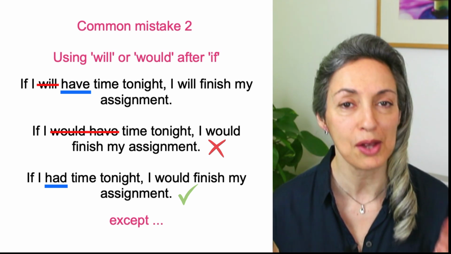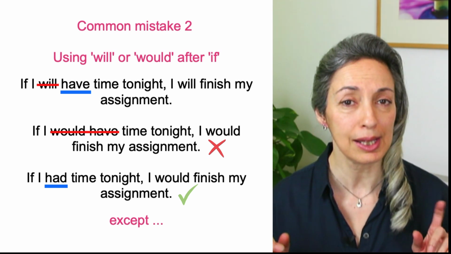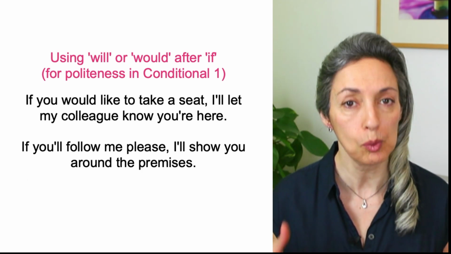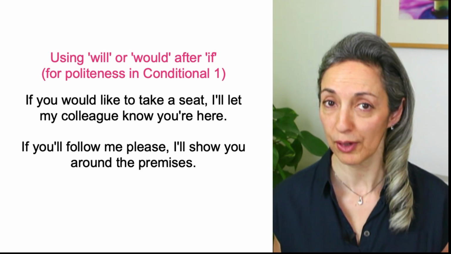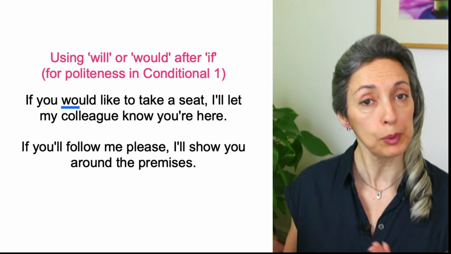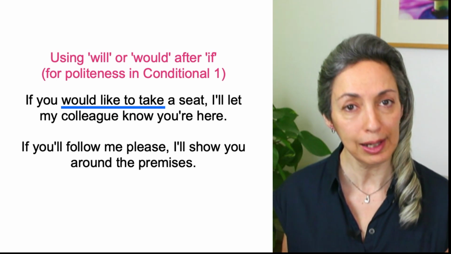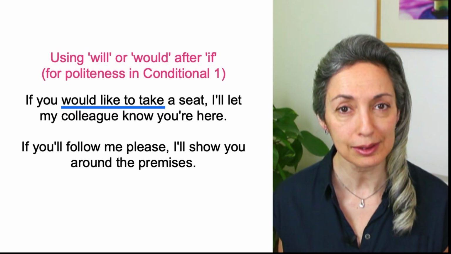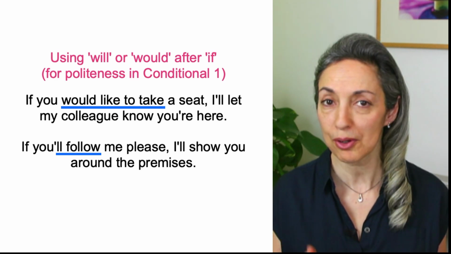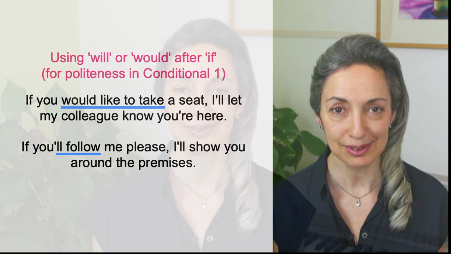But as always, there is one exception, and that is if you want to be polite when you're using a conditional one sentence. For example, you can say to someone who's visiting you, if you would like to take a seat, I'll let my colleague know you're here. Or you can say, if you'll follow me please, I'll show you around the premises.